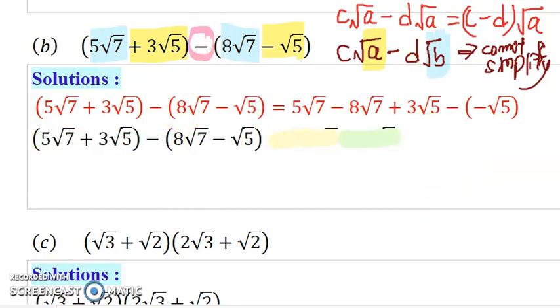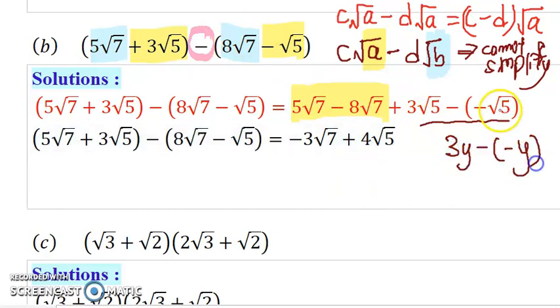Then, your final answer: simplifying this part for the square root of 7, we have 5 minus 8, and it gives us the answer of negative 3 square root of 7. Then 3 square root of 5 minus negative square root of 5, so you have the answer as 4 square root of 5. Once again, the idea of the calculation is as if 3y minus negative y, where the y refers to the surd. As a result, I have 4y. There goes the answer.